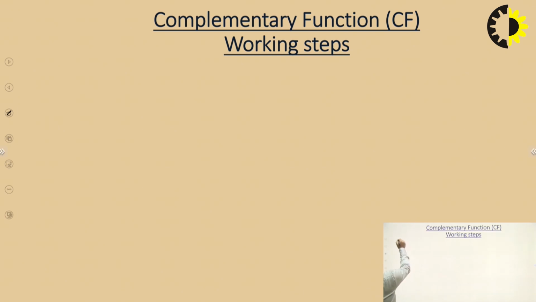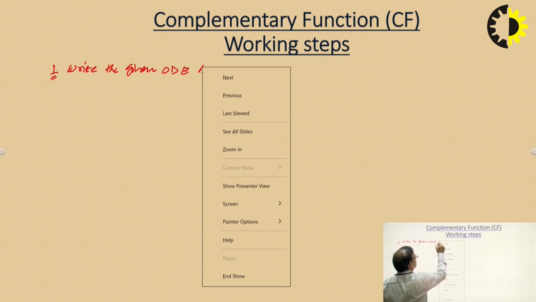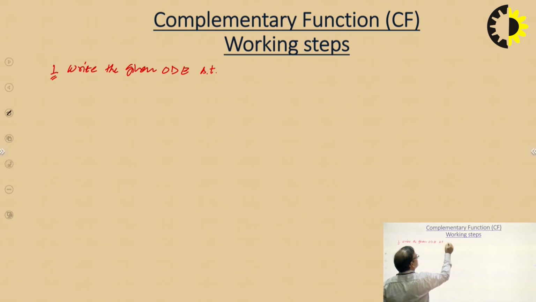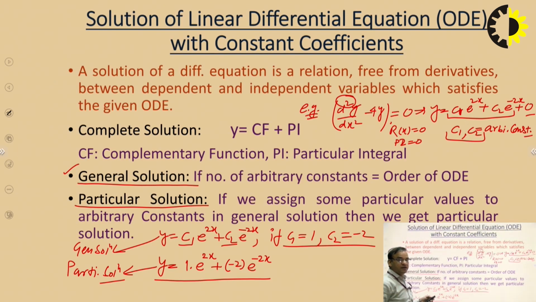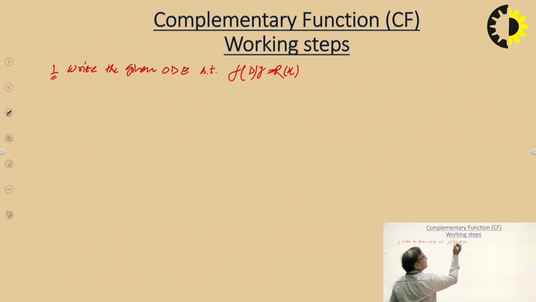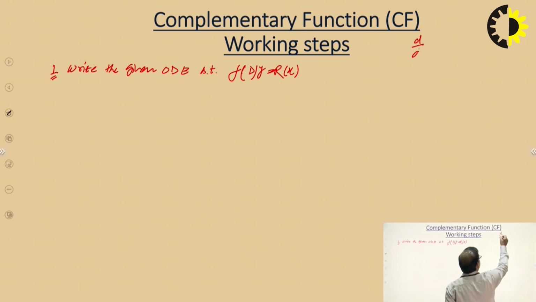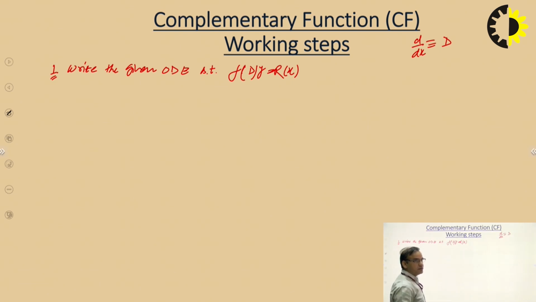Okay, so these are the working steps. First of all, write the given ODE such that f(D)y is equal to R(x). Why am I saying that? Because in the last slide you can see that usually equations are given to you in a different format. So you have to convert the given equation into the format like this. That is, for example, you have to take all d by dx as capital D. Then you will get the polynomial. We will discuss it in the next example.